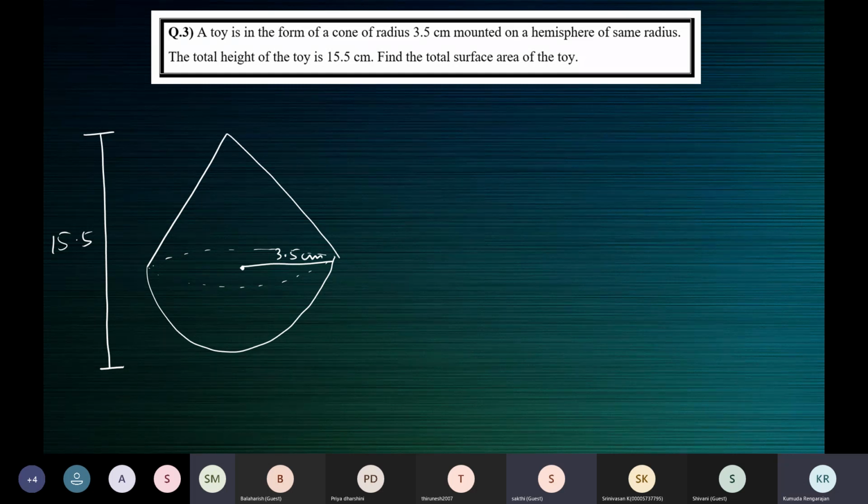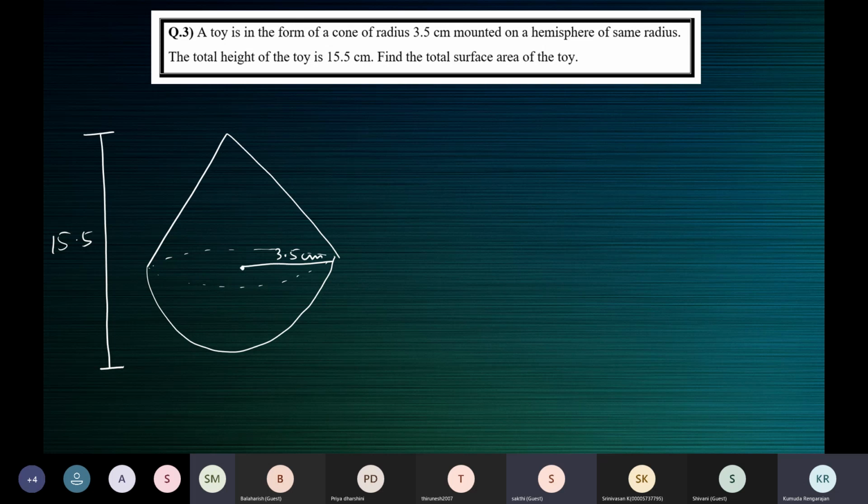And then you should find the slant height for the cone. So like this, you should get the values for the cone and the hemisphere. For the cone, radius is 3.5, height is 12, and slant height you'll have to work out. For the hemisphere, radius is 3.5. So keep all this ready.